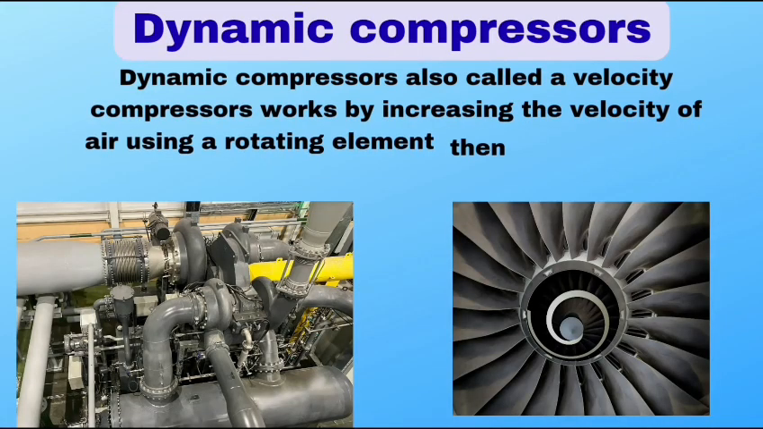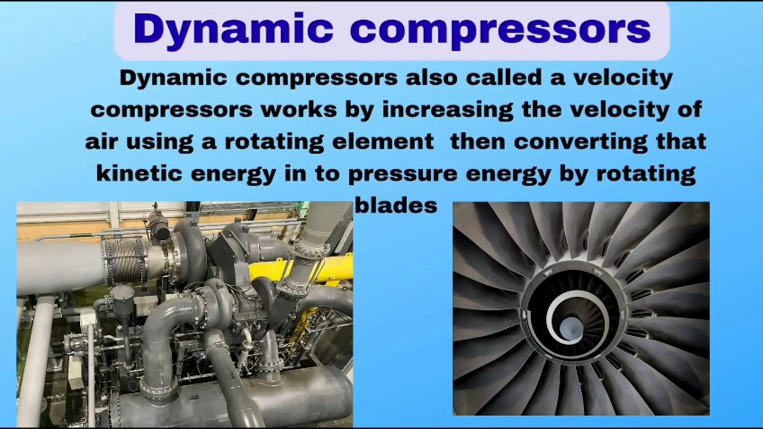Dynamic compressor. A dynamic compressor, also called a velocity compressor, works by increasing the velocity of air using a rotating element, then converting the kinetic energy into pressure energy by rotating blades.